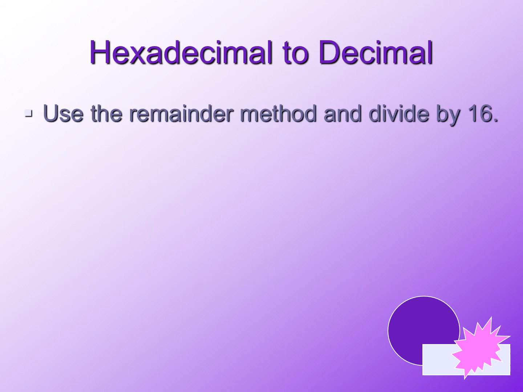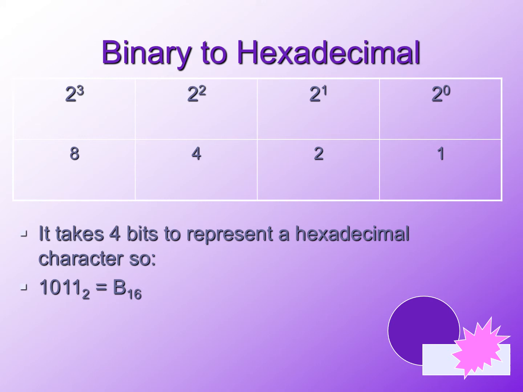I can also use the remainder method, and I need to divide. So now we're going to convert from binary to hexadecimal. It takes 4 bits to represent a hexadecimal character. Okay, back up, 4 bits to represent a hexadecimal character, right? Because if we put 1111, 8 plus 4 plus 2 plus 1 is what? 15, right? So that's 1 hexadecimal character. Make sense?